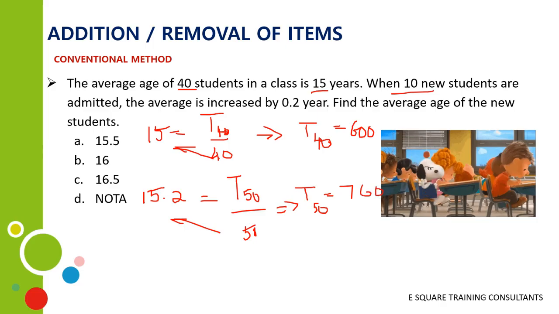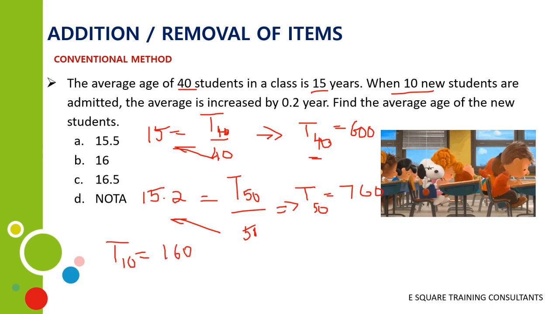So now we know the total age of all the 50 students of the class is 760, and the total age of all the 40 students of the class is 600. So we can easily calculate the total age of the 10 new students who have been admitted. That is the difference between 760 and 600, and that's going to give us 160.